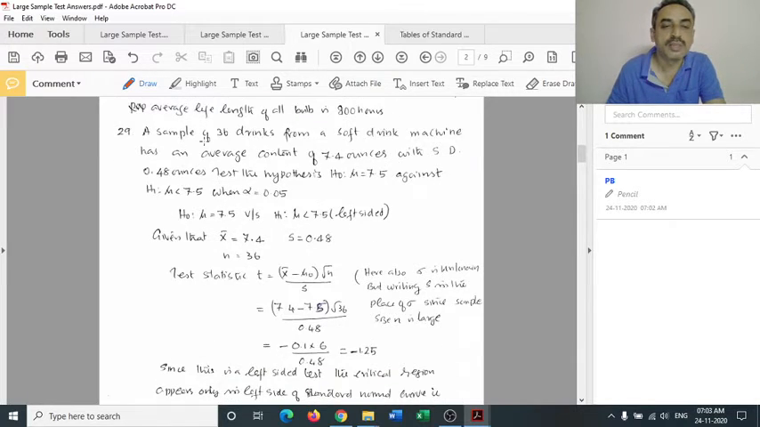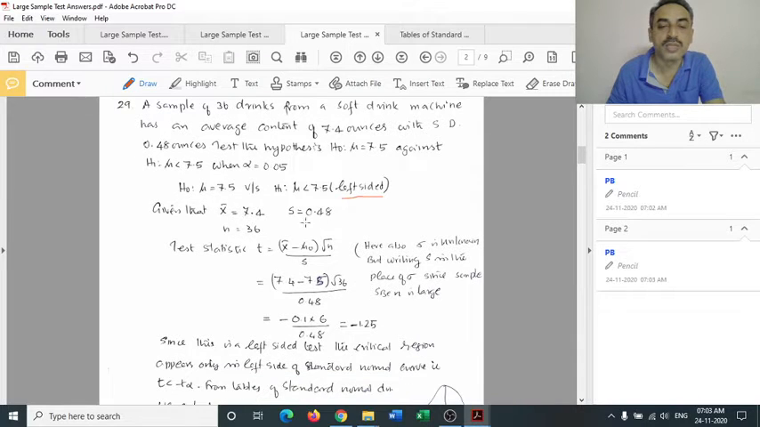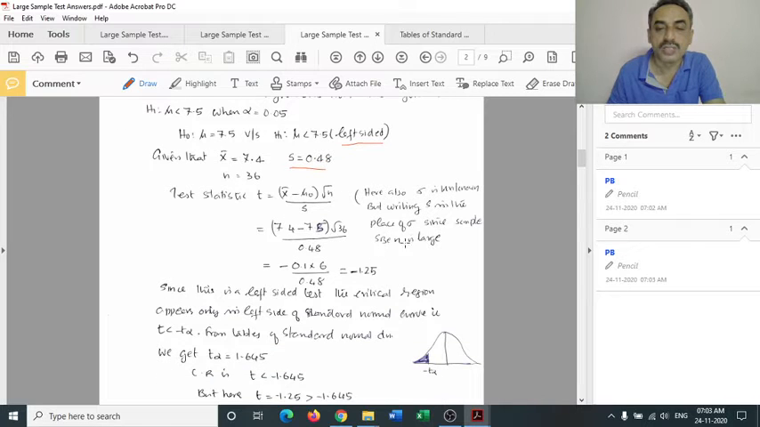So the next question is: a sample of 36 drinks from a soft drink machine has an average content 7.4 with standard deviation 0.48 ounces. Test the hypothesis mu equal to 7.5 against mu less than 7.5. So we set H0 and H1 as given. H0 is mu equal to 7.5 and H1 is mu less than 7.5. Clearly this is a left-sided test. And here you note that the standard deviation of the population is not given. We are given only the standard deviation of the sample. So that's why, in the margin we have written, if sigma is unknown, we replace it by S since n is large.